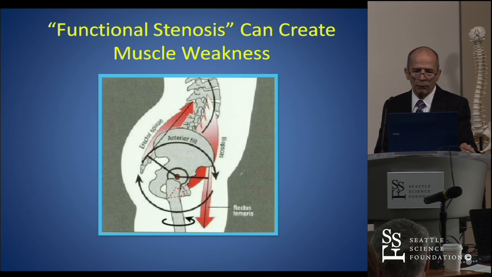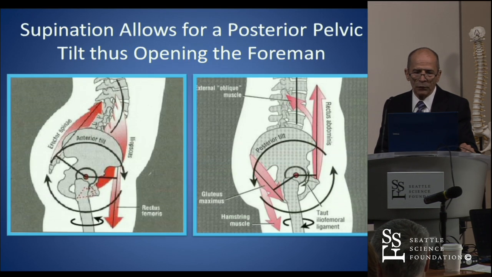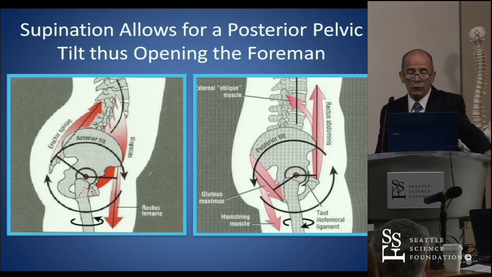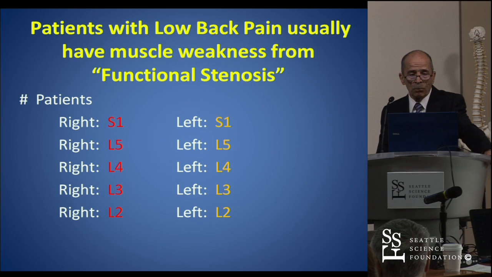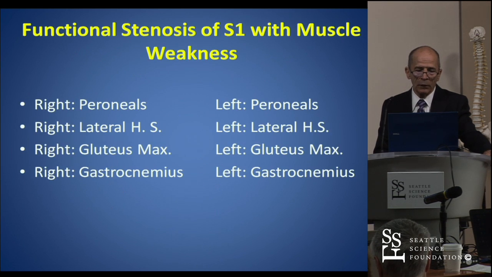As we've tried to show, the functional stenosis does create weakness, and then supination reverses this. Supination opens up the foramen so the nerve can fire, and you get your strength back quite quickly. I can tell you that after measuring hundreds and hundreds of low back muscles, everyone that has a low back has a 95% chance of having weakness. They almost always do. It could be a one on one side or one on the other from S1 to L2, but they will have weakness.